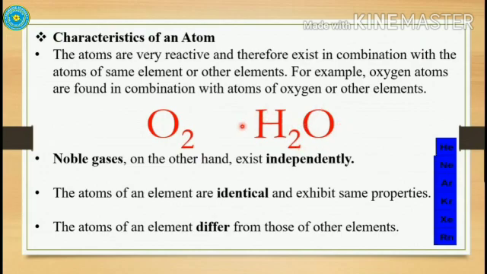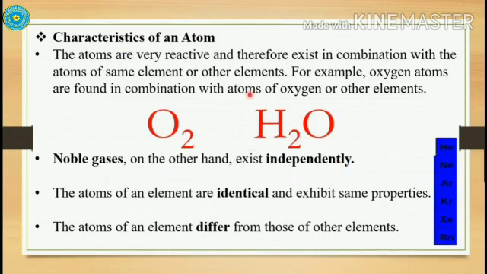So there are some elements in the periodic table which can exist independently and some which cannot exist independently. In that case, noble gases, on the other hand, exist independently. These are the noble gases present in the periodic table, where you can see at the right hand side corner of the periodic table, namely helium, neon, argon, krypton, xenon and radon. All these are noble gases and they can exist independently.